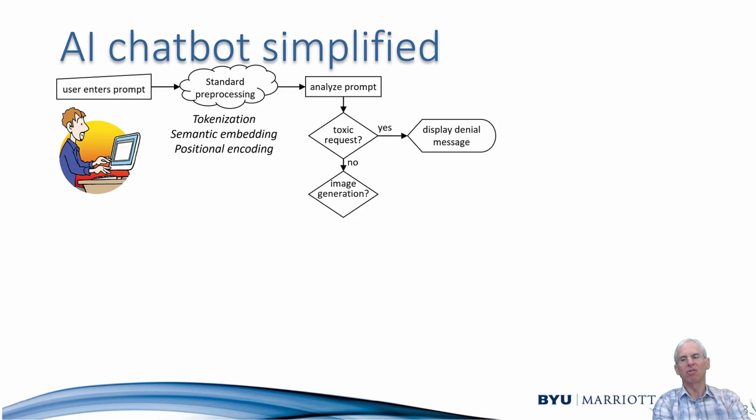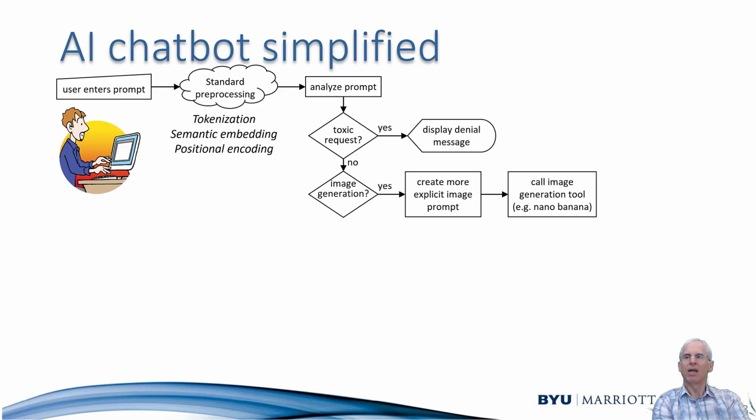Is it about image generation? Again, this is an oversimplification, because we can actually accomplish this through other means that will be discussed in a later chapter. But in essence, the large language model that we might use to analyze this would say, if this is about image generation, then we probably need to call an image generation model, and often they'll create a more explicit prompt with more details about what the user wants to create. Then it calls an image generation tool, and that tool will create the image that we can display.